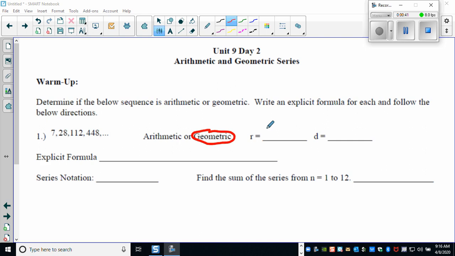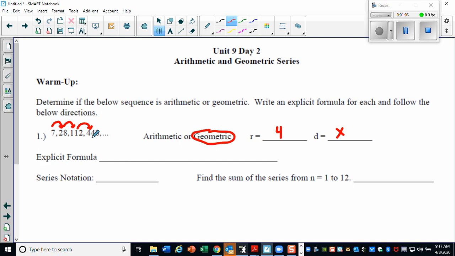All right, so let's take a minute and go over the answers and see how you did here. Okay, number 1, this first one should be a geometric series. The ratio is 4, which means it does not have a common difference. If you want to check, what you're basically doing is 7 times 4 gives you 28, 28 times 4 gives you 112, 112 times 4 gives you 448.